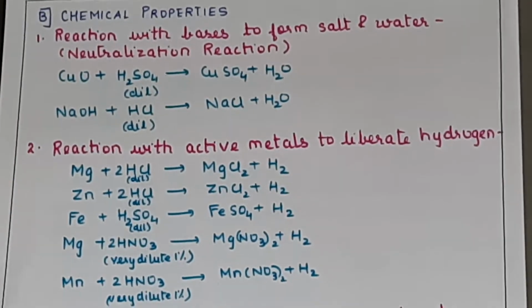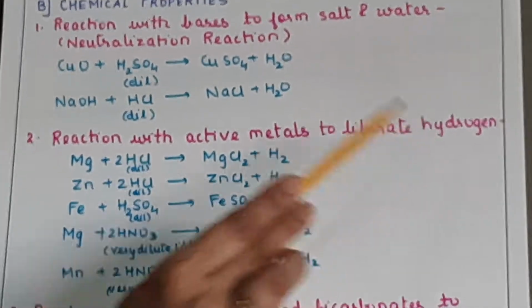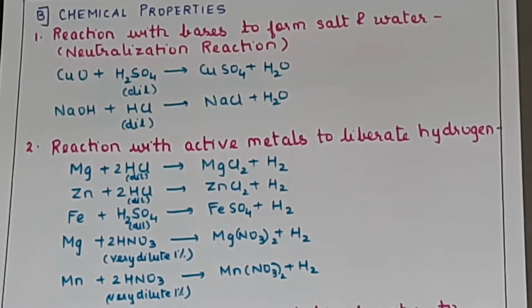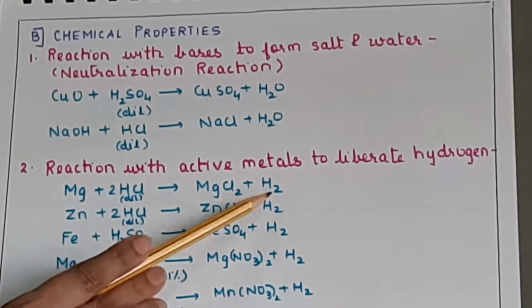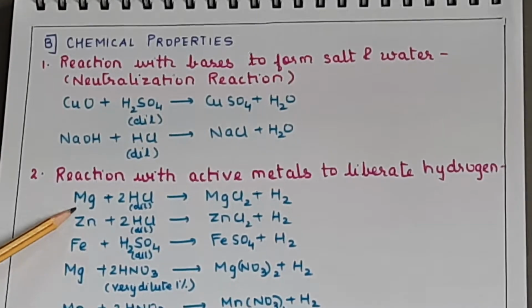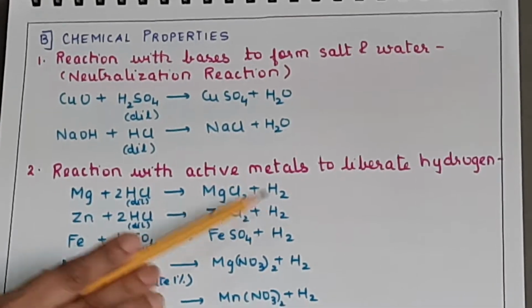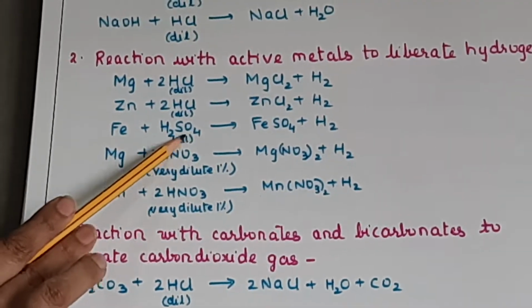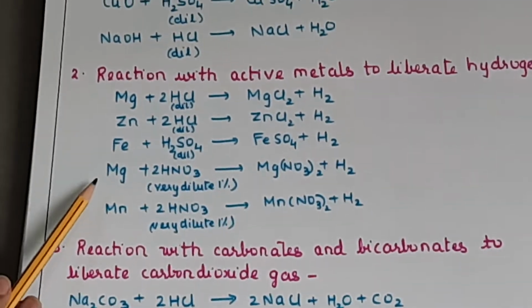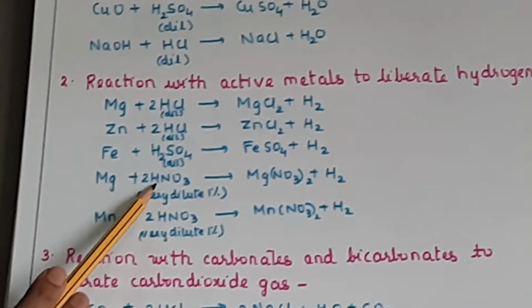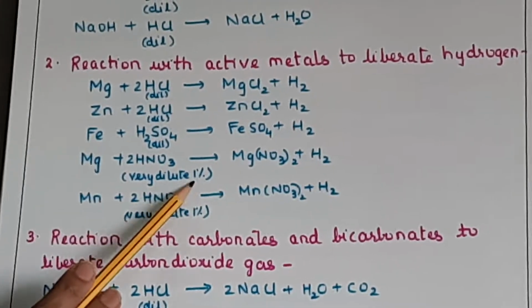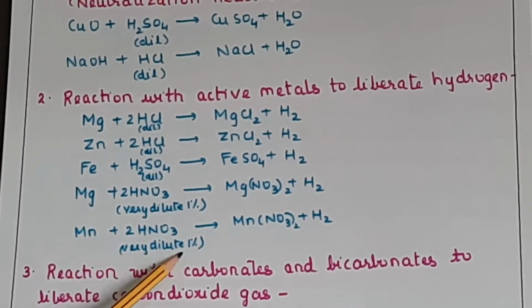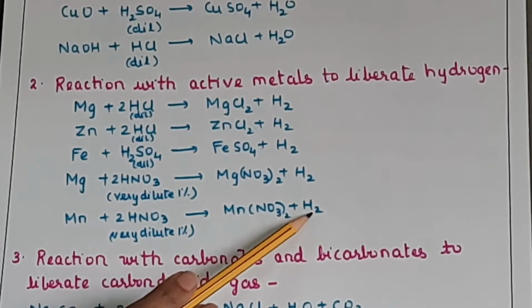Okay. Then the second is reaction with active metals to liberate hydrogen. All active metals above hydrogen in the activity series will react with the dilute acids to form the corresponding salt with the liberation of hydrogen. So just see here, Mg plus 2HCl gives MgCl2 plus H2, Zn plus 2HCl gives ZnCl2 plus H2, Fe plus H2SO4 gives FeSO4 plus H2. Now here Mg and Mn plus 2HNO3, I have written very dilute, 1%, will give magnesium nitrate and water. And for Mn also, 2HNO3, very dilute 1%, gives manganese nitrate and hydrogen.